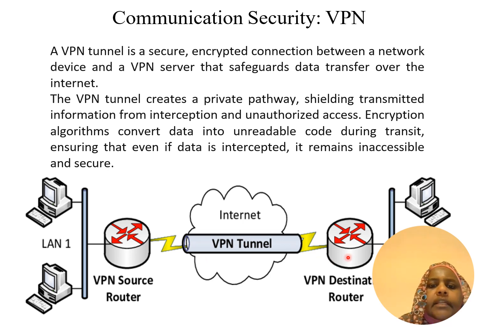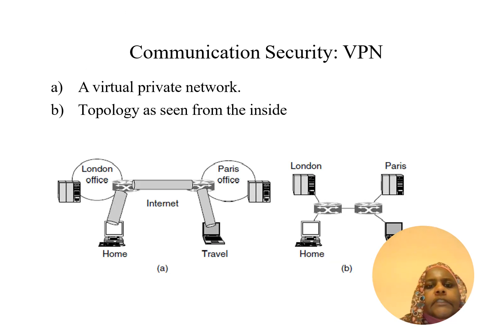between two routers that are VPN-enabled routers. A virtual private network uses tunneling and can connect users while traveling to the main office, or a home user to the main office, or two offices, two branches together.